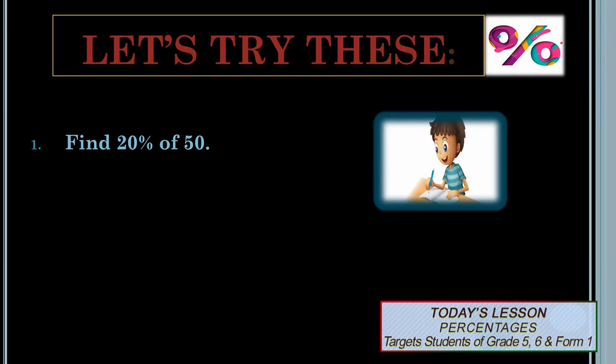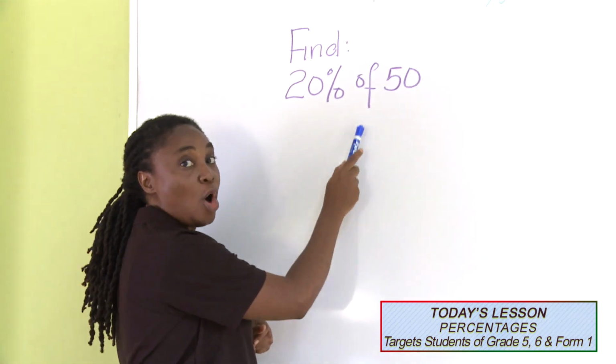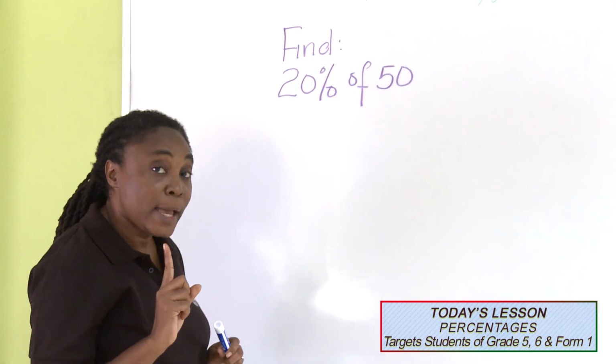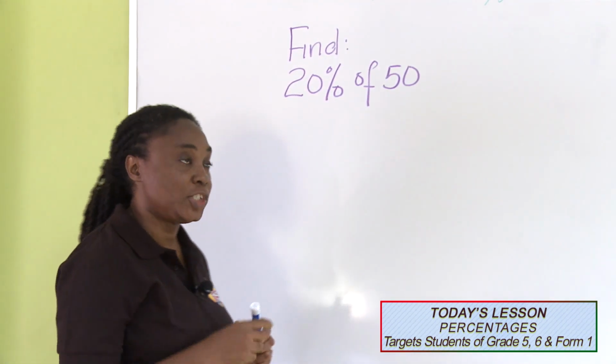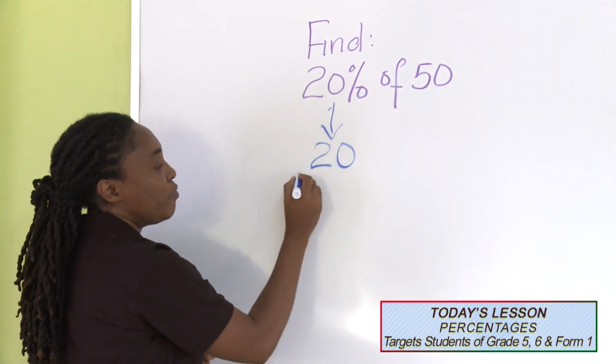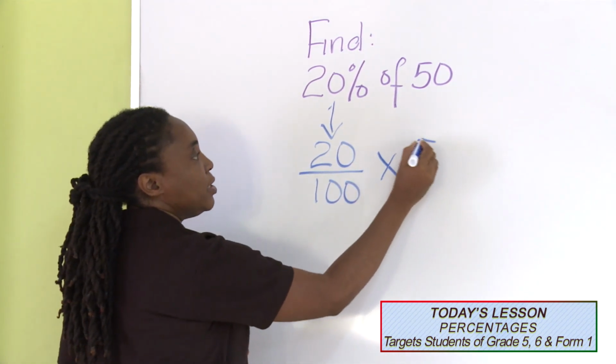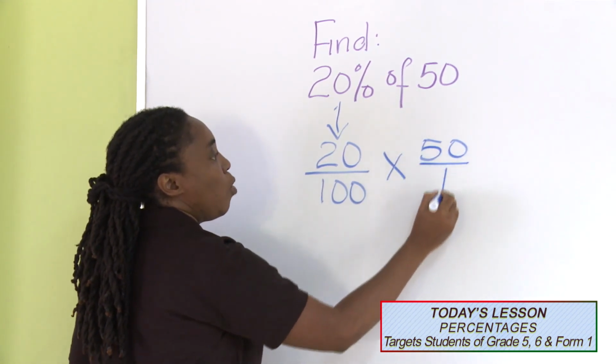We're going to try these. The first question, now it's in blue and I want the boys to read, please. It says, find 20% of 50. All right, let's go to the board. Now remember, we are finding 20% of 50. The first step, change the percentage to a fraction. So this 20% will become 20 over 100. Multiply by the quantity, 50 over 1.